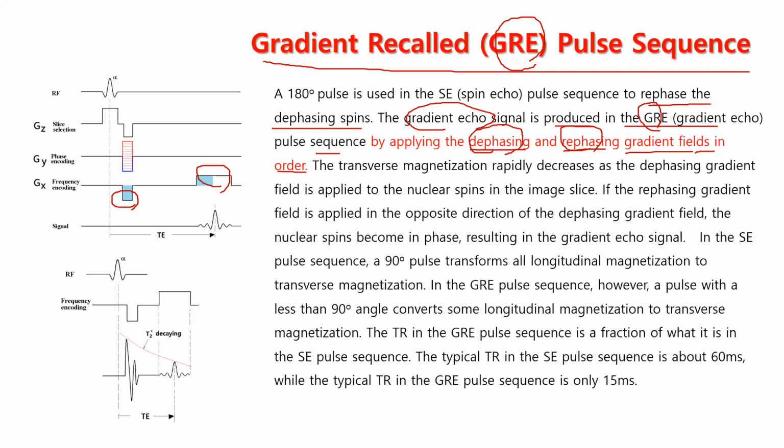The transverse magnetization rapidly decreases as the dephasing gradient field is applied to the nuclear spins in the image slice. Using this negative slope frequency encoding gradient, the dephasing of nuclear spins occurs.